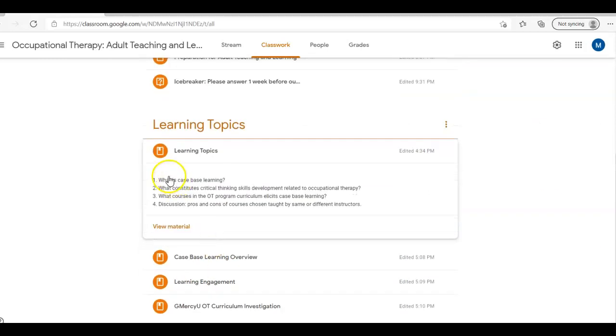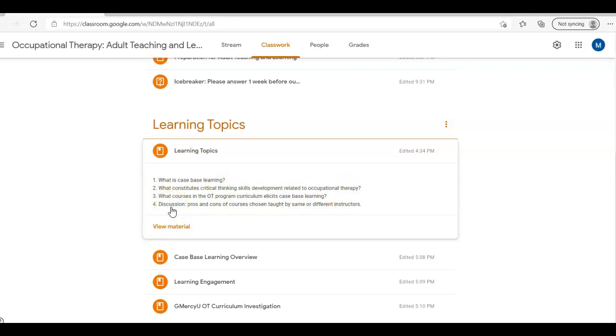Learning topics: 3 questions and a discussion prompt. So what is case-based learning? This is really what our time is going to be focused on. So we need to have a definition of this, and we're going to come up with one to make sure we're all on the same page. What constitutes critical thinking skills? We're going to be discussing how case-based learning elicits critical thinking skills, so we need to have an understanding of what that is as well in relation to occupational therapy education.